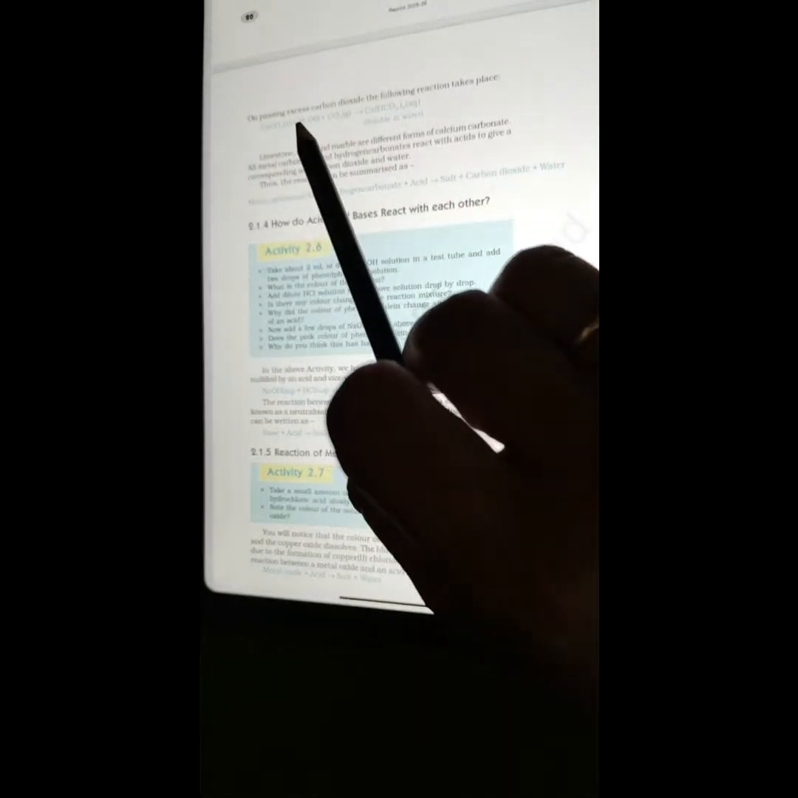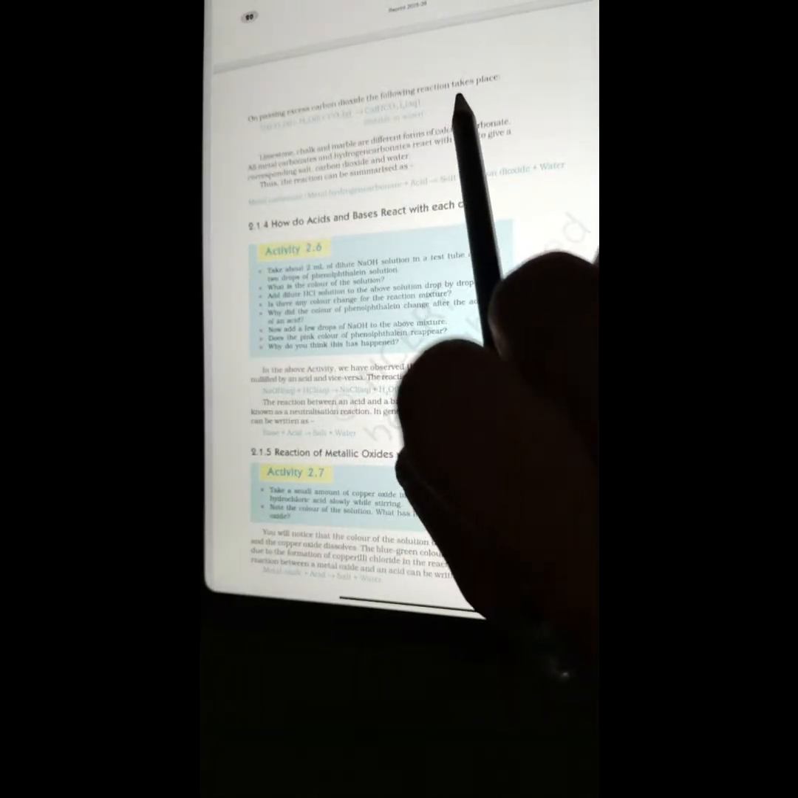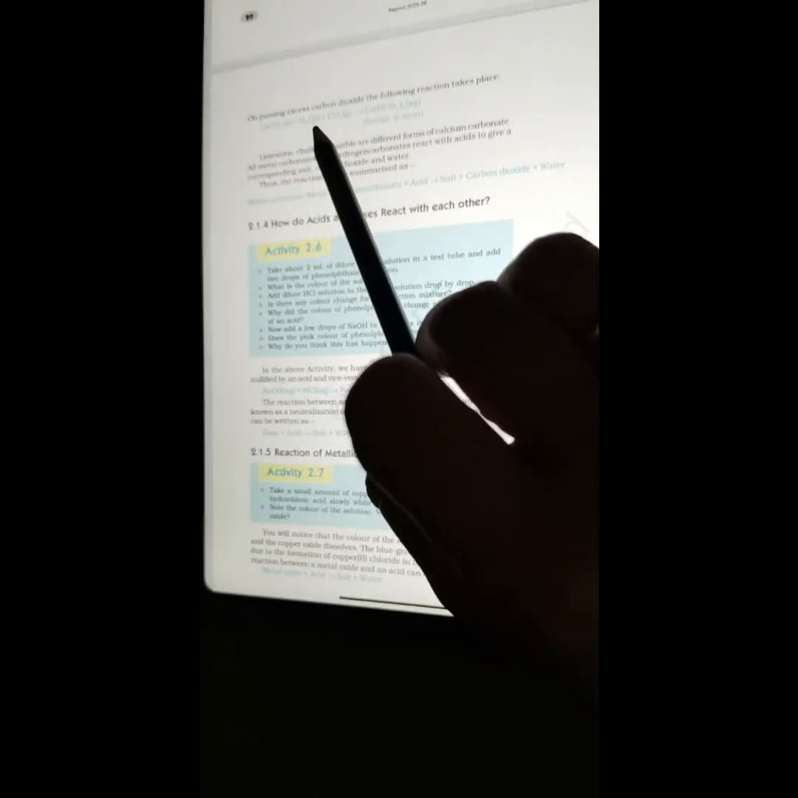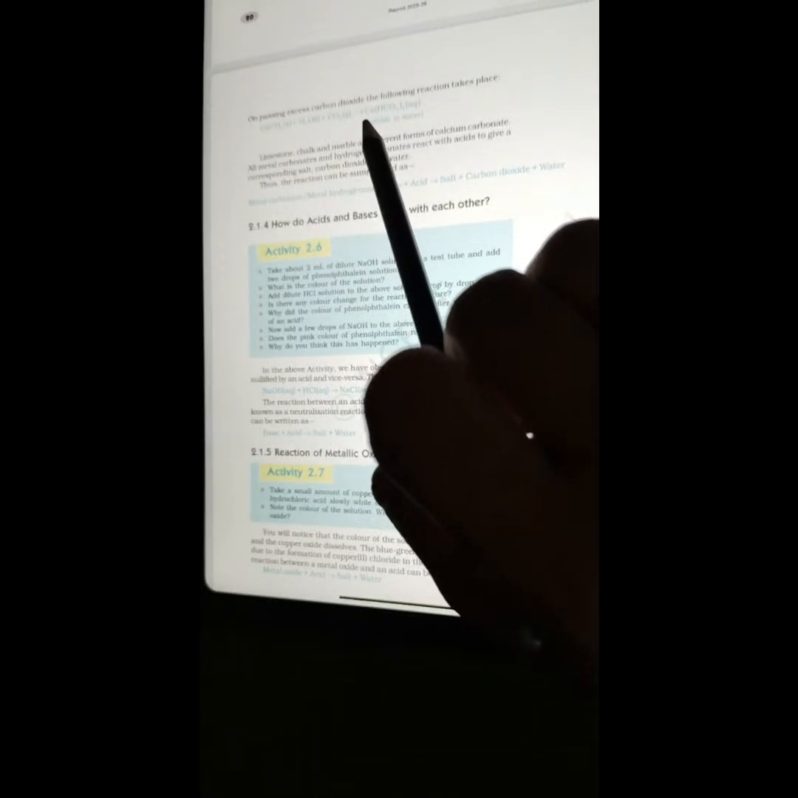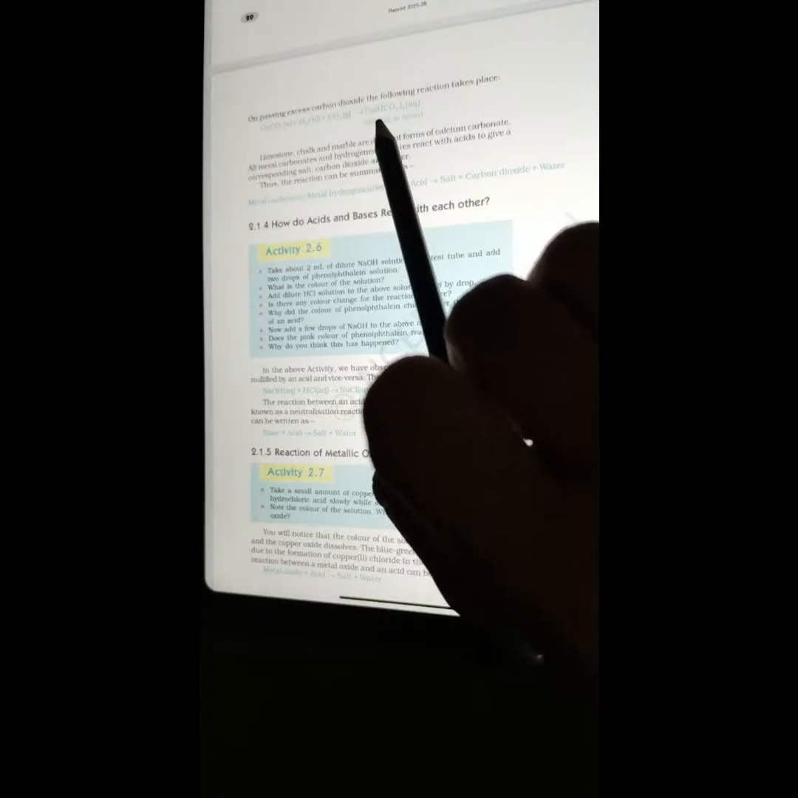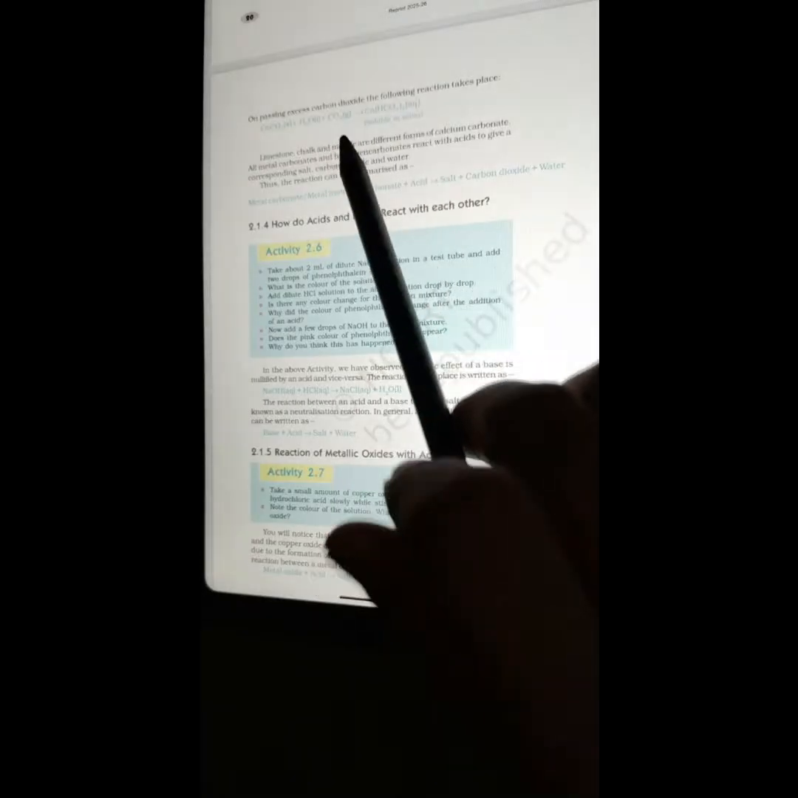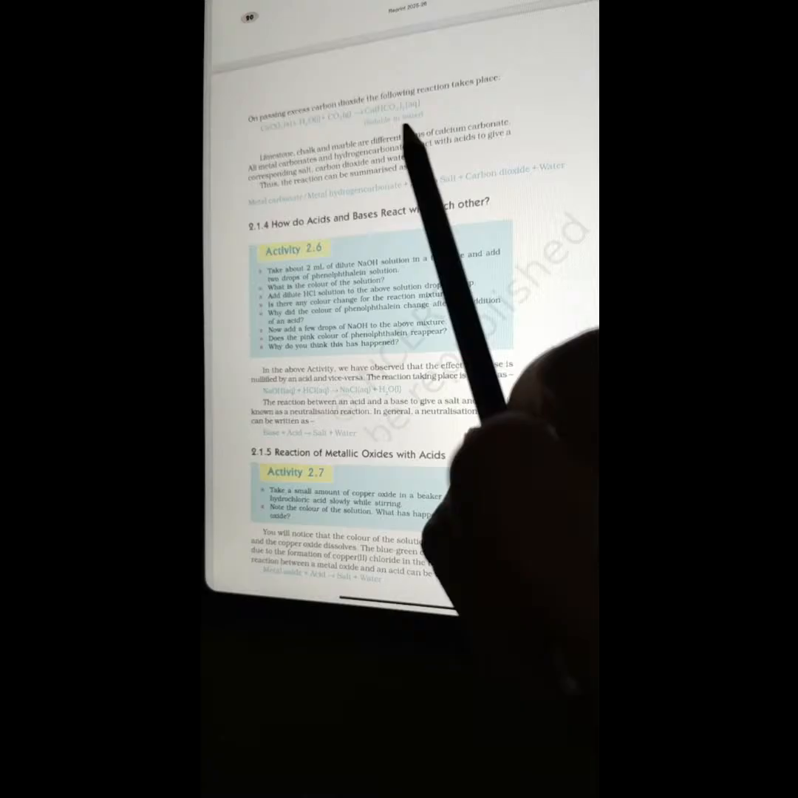On passing excess carbon dioxide, the following reaction takes place. CaCO3 solid plus H2O liquid plus CO2 gas will give you calcium hydrogen carbonate, or calcium bicarbonate, written as Ca(HCO3)2, in the aqueous form, soluble in water.